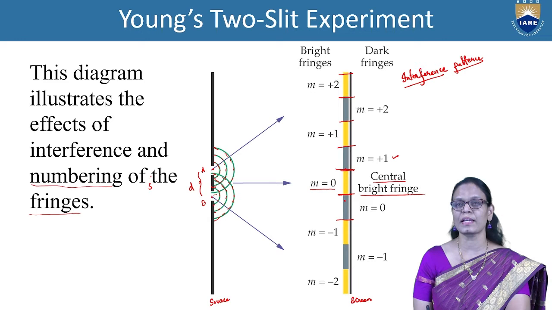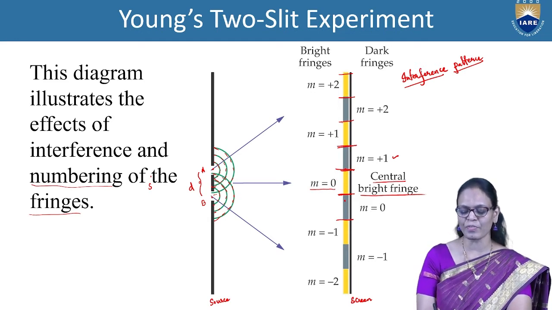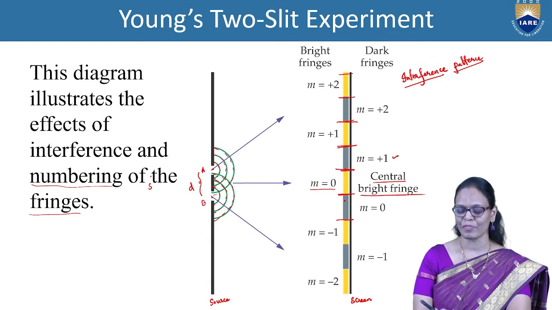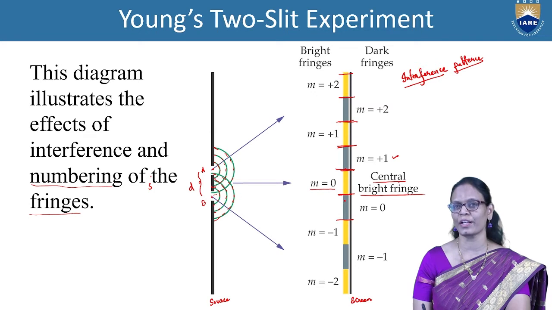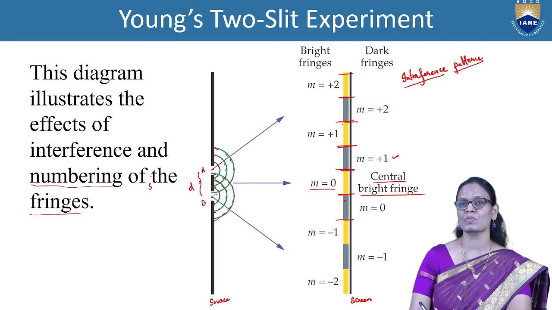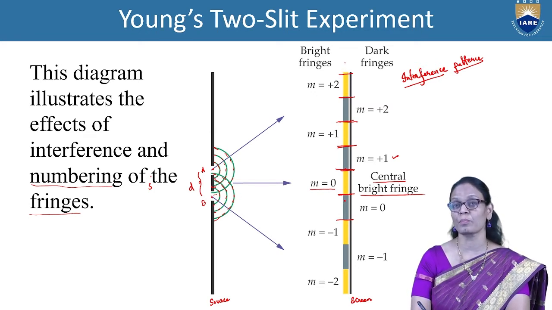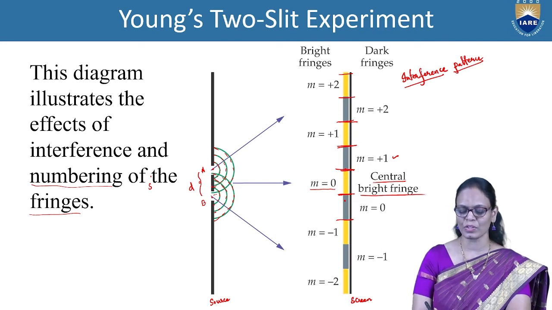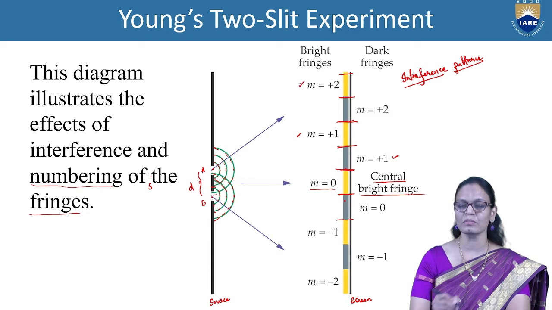The central bright fringe is m equal to 0, and the next bright fringe is here. This is m equal to +1, because it is in the upward direction from 0. Whenever we take a graph with 0 as a reference point, all those values in the upward direction along the positive y-axis we take as positive, and in the negative y-axis we take as negative. So this is m equal to +1 and the next bright band is m equal to +2.